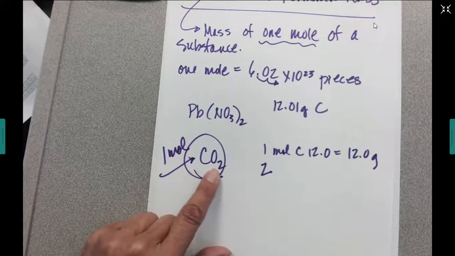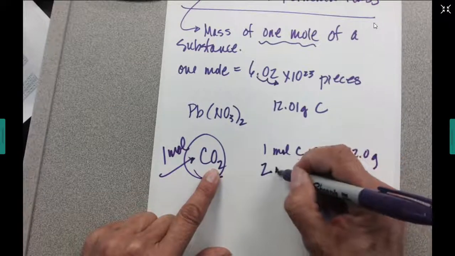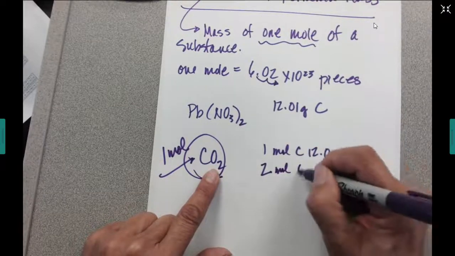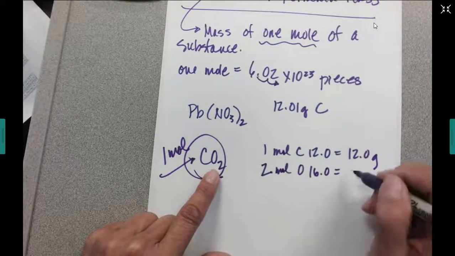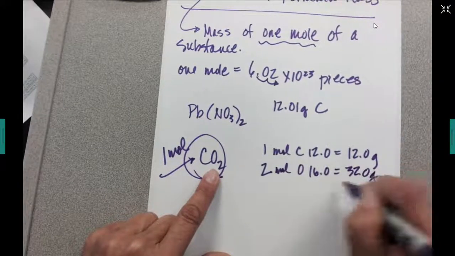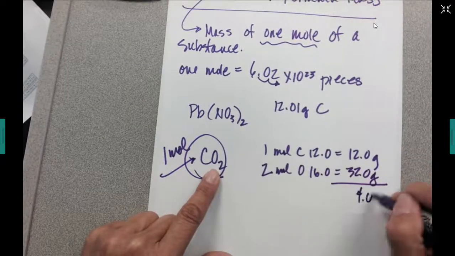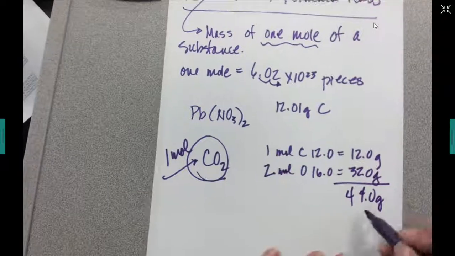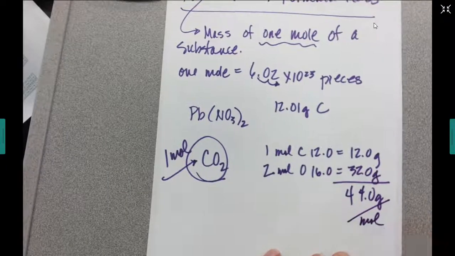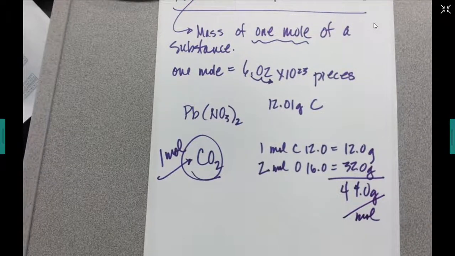How many moles of oxygen would I have in 1 mole of carbon dioxide? 2 moles. So 2 moles of oxygen. Each oxygen weighs 16 grams. I'm going to round it to the nearest tenth. So 2 times 16 is 32. So if I wanted to weigh out exactly 1 mole of carbon dioxide, I can say it is 44 grams per mole. So this is the idea of molar mass.